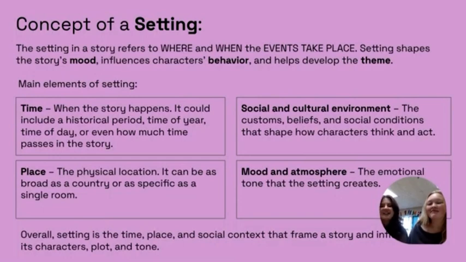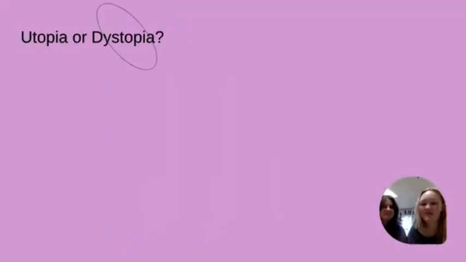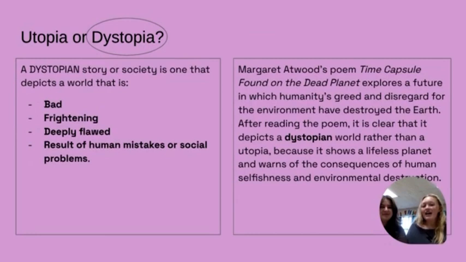Concept of a setting. The setting is the timing, place, and context of the story. It lays out the background and the atmosphere. A dystopian story or society is one that depicts a world that is bad, frightening, or deeply flawed, often as a result of human mistakes or social problems. It's the opposite of a utopia, which is an ideal or perfect world.